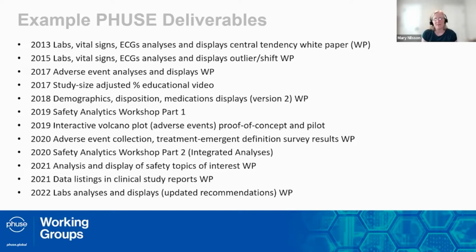There's a safety topics of interest white paper that can be considered a carry-on topic to general adverse event displays and data listings, and then another updated lab paper. So all of this can be considered supplementary. The main audience for the analysis and displays white papers is industry. So it's mostly industry clinicians, statisticians, and data scientists. And it also includes both individual studies and integrated summaries of safety.